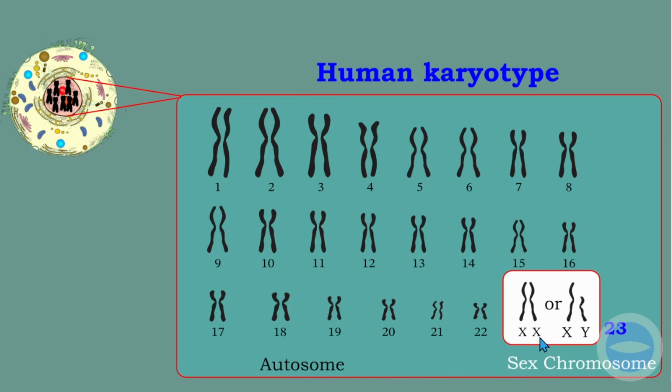If it's X and X, that means this individual is female. If it's X and Y, then this individual is a male. So this is the difference between a female and a male. We see it by the 23rd chromosome. And then chromosomes 1 to 22 are called autosomes, while 23 is called the sex chromosome or gonosome. Another name is gonosome.